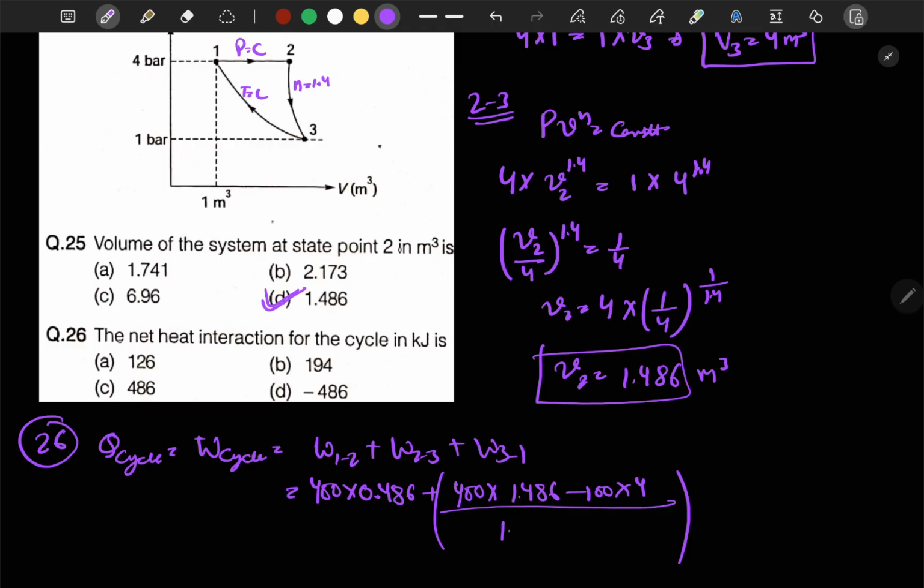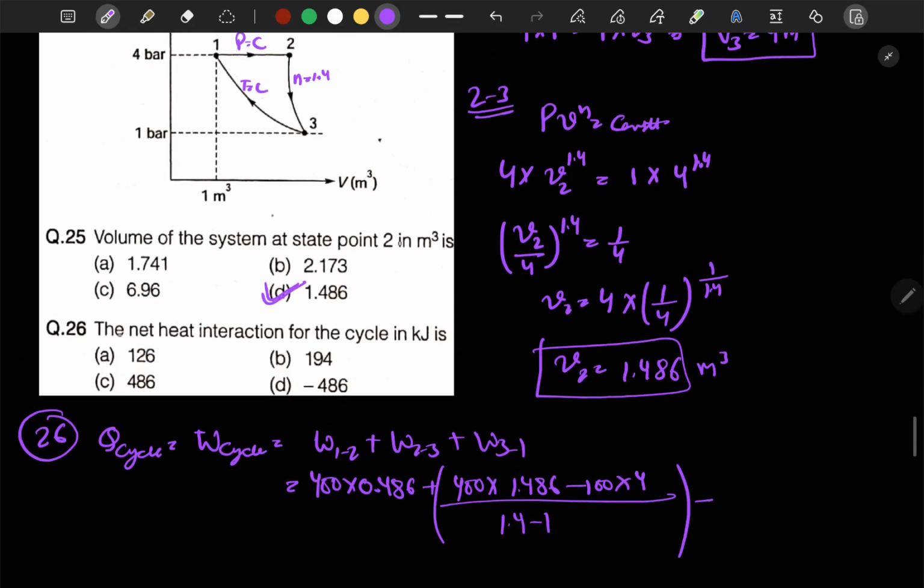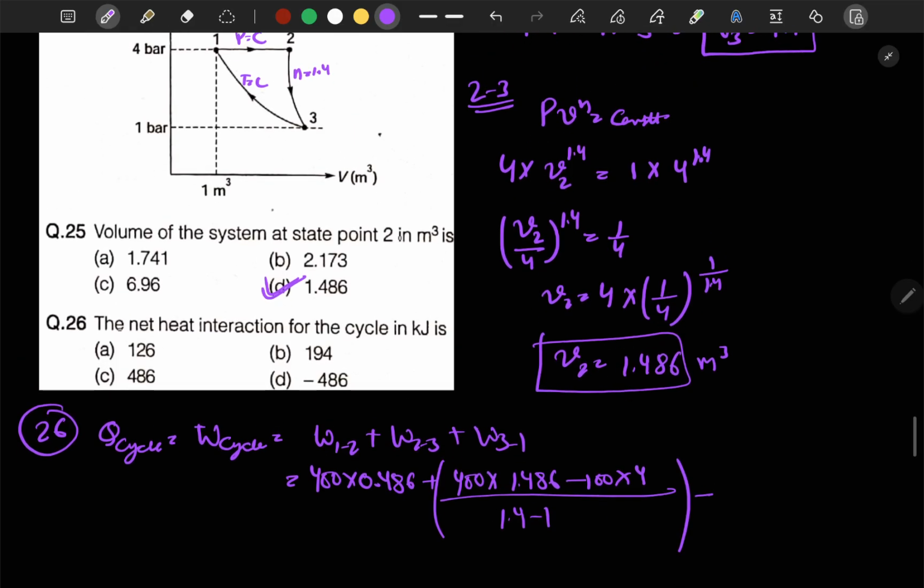N minus 1 is equal to 1.4 minus 1. Okay, plus from 3 to 1. So this will be a minus because there is a compression here. In compression we can write it as P into V into ln of V2 by V1. Here V2 is 1 and V1 is 4. Okay, so we can calculate all the values here.